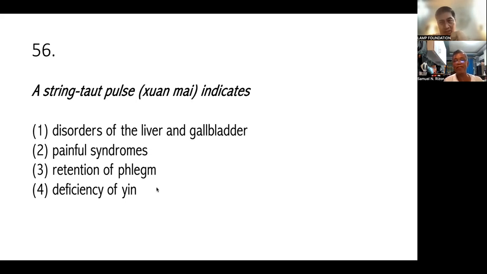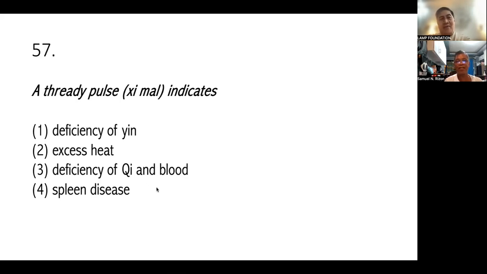What type of pulse would you expect in yin deficiency? In yin deficiency, the pulse will be thin. Okay, 57. A thready pulse or thin pulse. What is another term for thready pulse? Actually, it's thin pulse. It's clearly deficiency of yin. Nasira natin kanina. So deficiency of yin, and because of the excess heat, yung ating fluids is actually na-consume na, kaya nagkaroon na siya ng yin deficiency. So, deficiency of qi and blood as well. So the answer is gonna be 1, 2, and 3. So that's letter A.